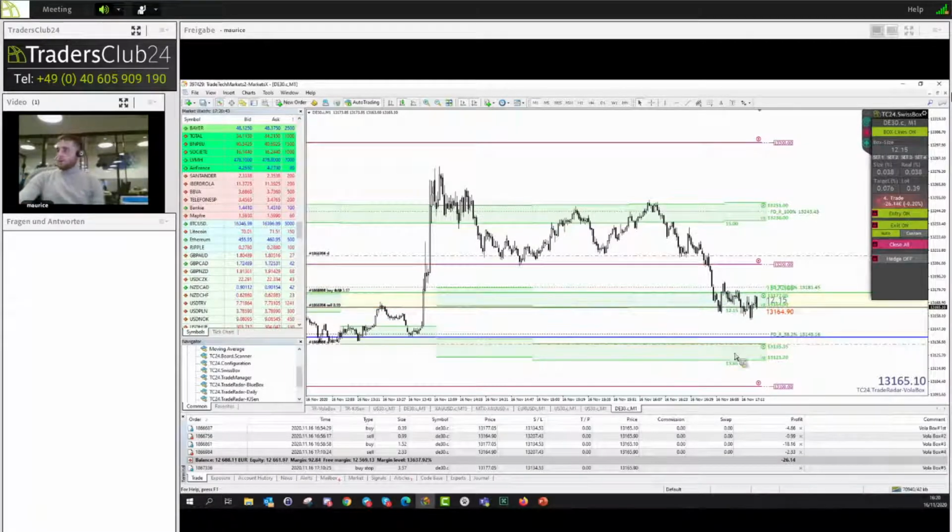We do have another one over here. Again, DAX is being a bit slow today. We might catch a bit of movement here on the way down.